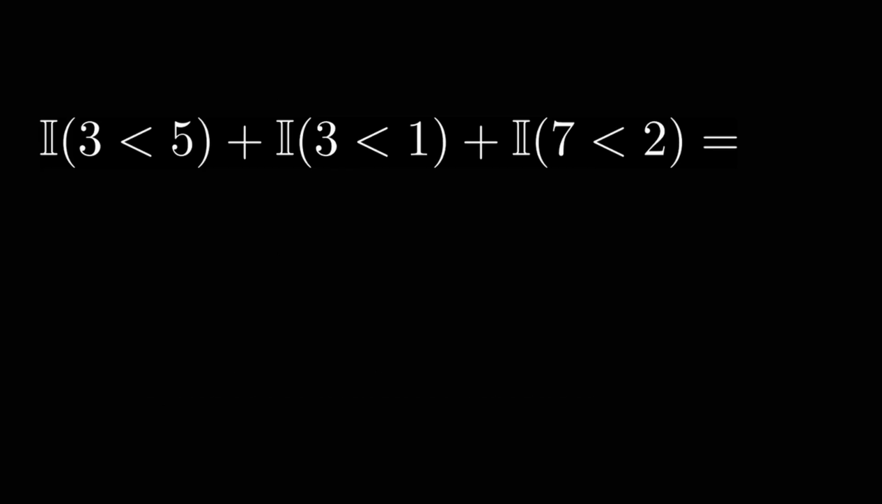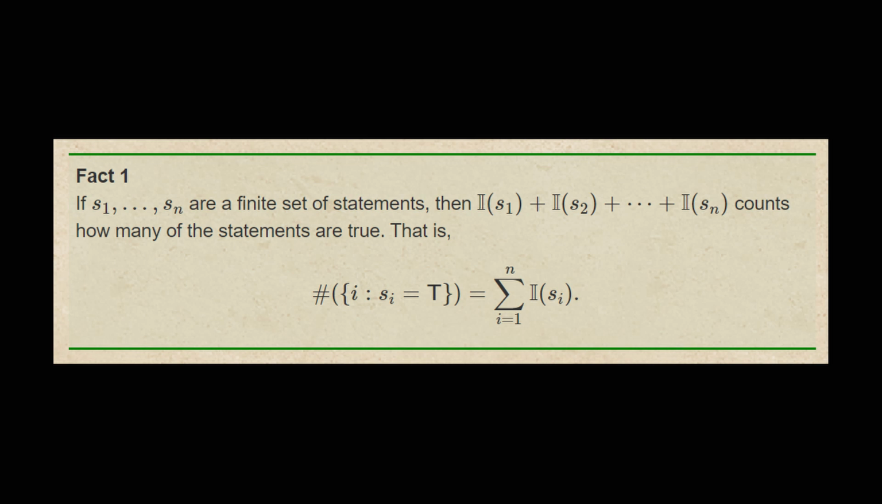For instance, the indicator that 3 is less than 5 plus the indicator that 3 is less than 1 plus the indicator that 7 is less than 2 will be 1 plus 0 plus 0, which is 1, and exactly one of the statements 3 less than 5, 3 less than 1, 7 less than 2 is true. In general, if you have a finite set of statements, then the sum of the indicators of those statements counts how many of the statements are true.